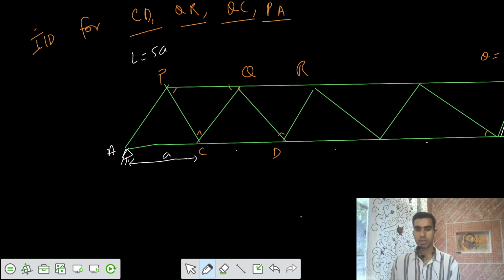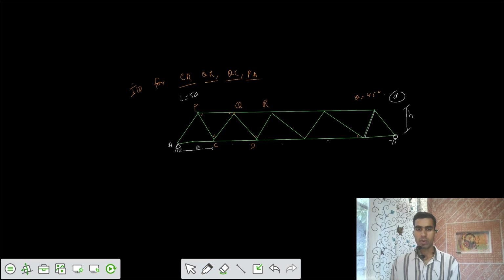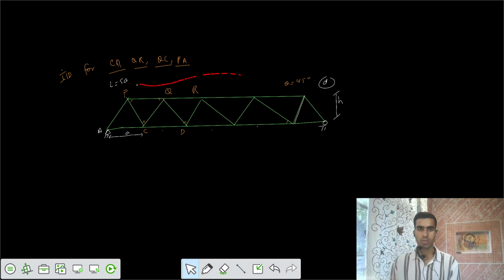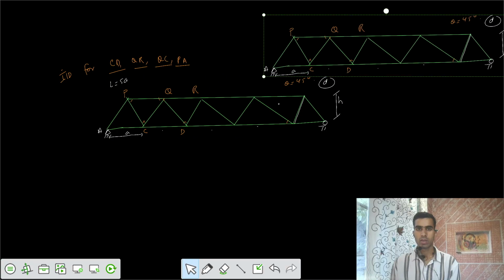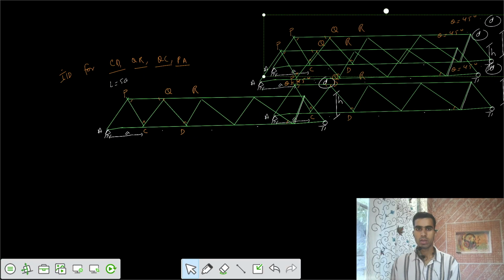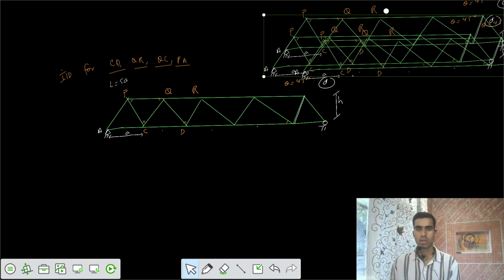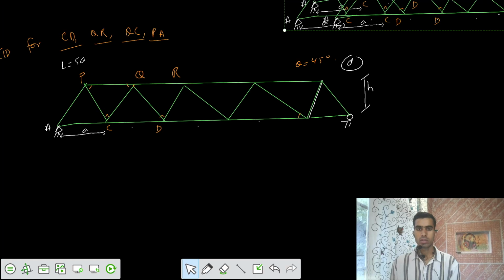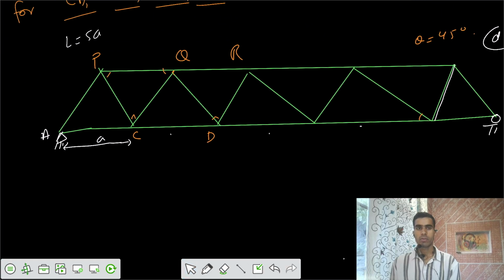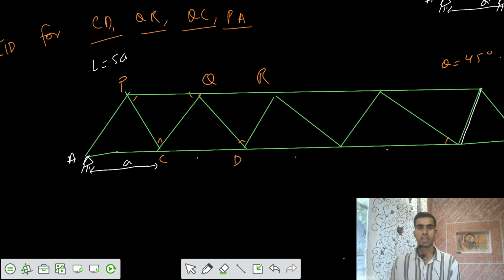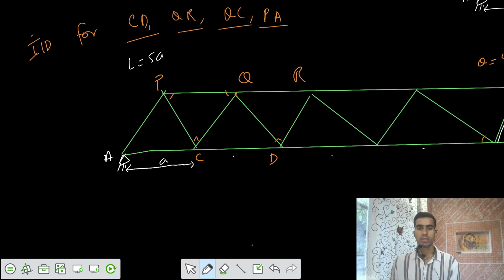Let's take the CD member. I would say you just copy it. Let's say for the first case, that's CD. Where is the CD? What do you think the CD is? I would say CD is somewhere here. So this is your CD.